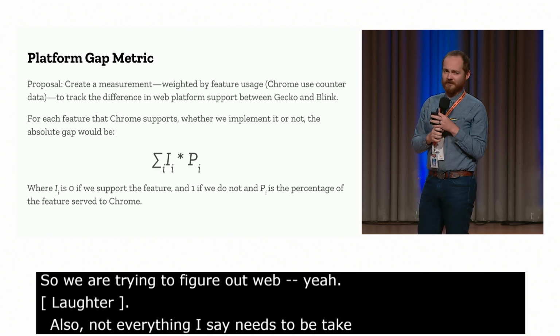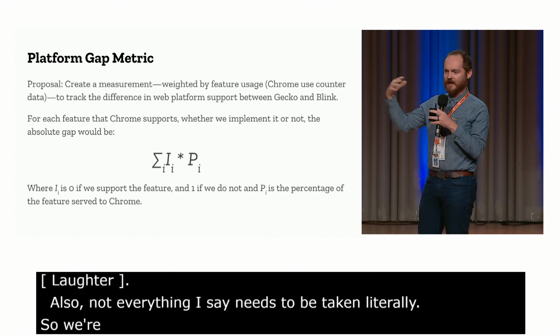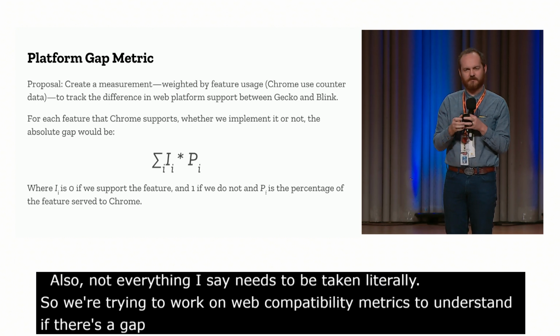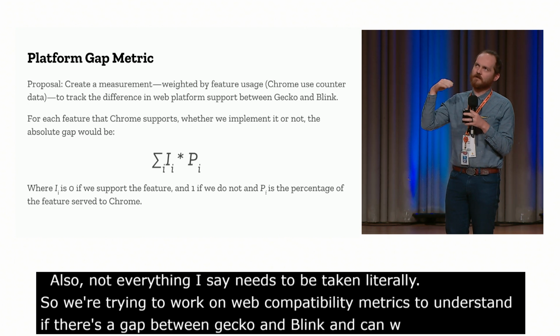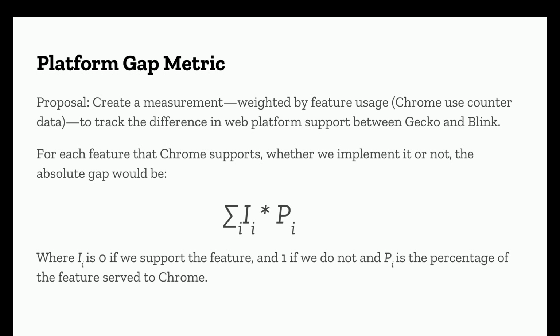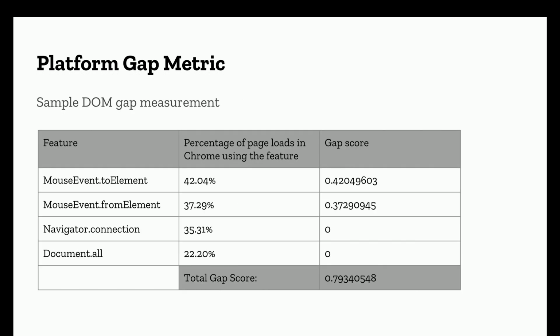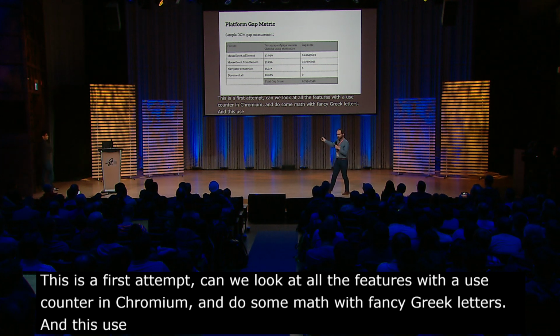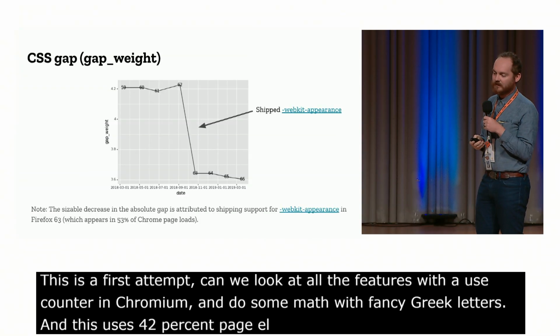Trying to work on web compatibility metrics, trying to understand, is there a gap between Gecko and Blink, and can we measure that? So this is a first attempt: can we look at all the features that have a use counter in Chromium and do some math with some fancy Greek letters? We'll skip the algorithm, but here's what it looks like essentially. Like MouseEvent element, it's used on 42% of page loads. We don't support that, so let's add it up. But document.all, we've had that, so you get some kind of DOM value like this.